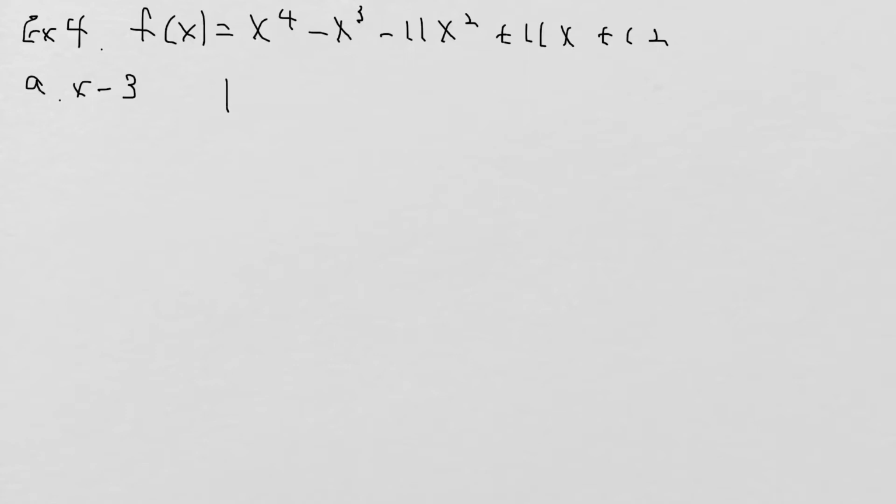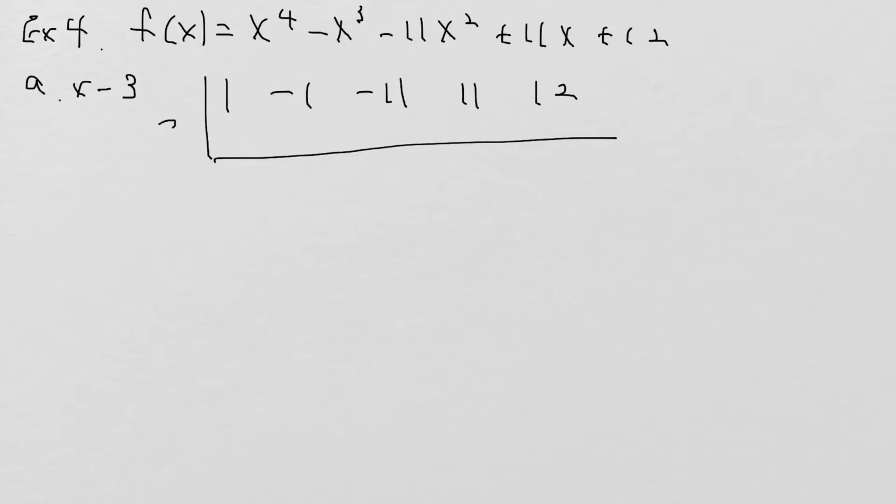Copy all the coefficients, so it will be 1, negative 1, negative 11 from the square, positive 11, and 12, right? You're dividing with x minus 3, so you're dividing with positive 3. When a factor is given, you're going to use the opposite sign. When a number, a solution, is given, then you just use the exact number given.